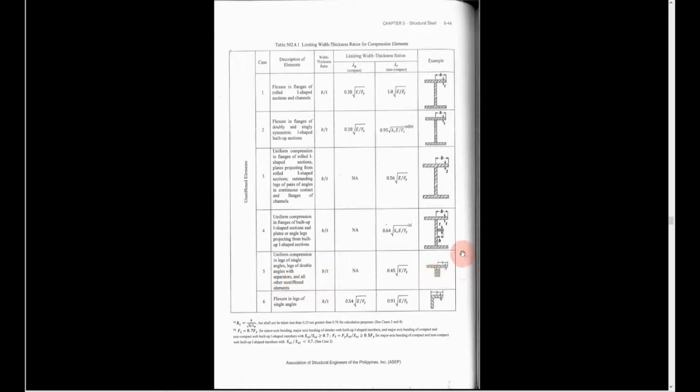Case 5 will govern. So the width thickness ratio can be determined using this formula. And the limiting slenderness parameter can be determined using this one.